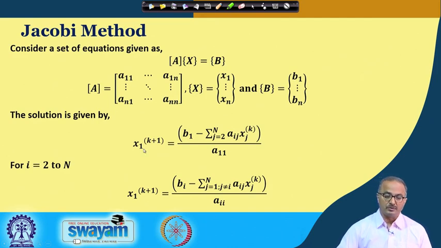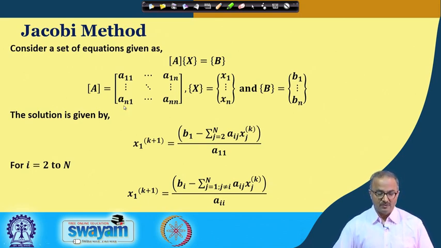Suppose we choose the first equation to get the value of x1, the second equation to get the value of x2, and so on and so forth. Now, this choice of the equation to get the value of the given unknown is arbitrary, and there are some mathematical conditions which are prescribed for it. I am not going into those details, but sufficient to say we find the values of these unknowns from each of the equations.